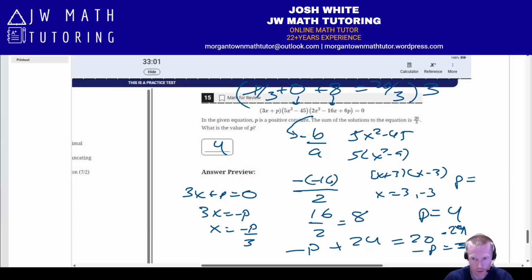Therefore, sorry, you subtract 24. Here, let me just go down here. Negative p equals negative 4. Therefore, p equals positive 4.